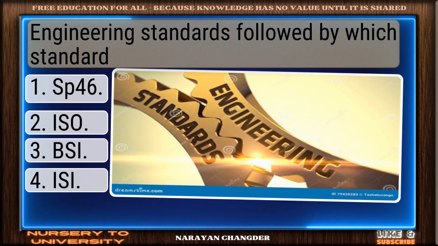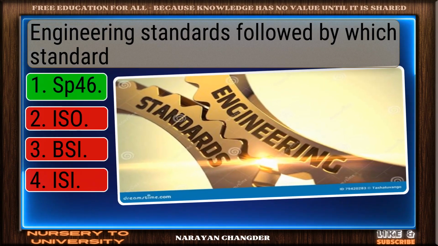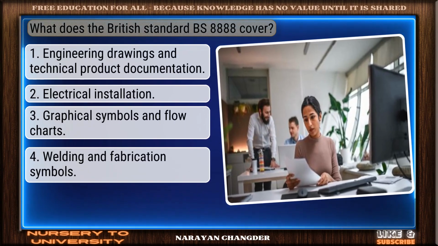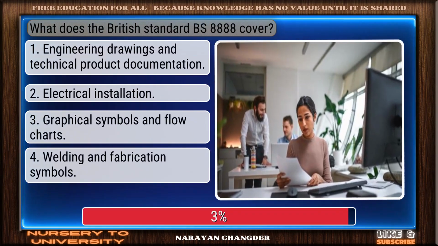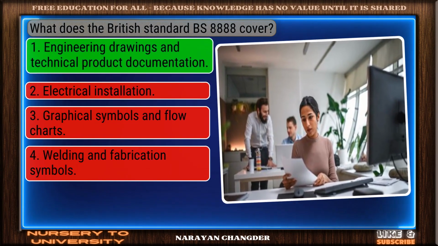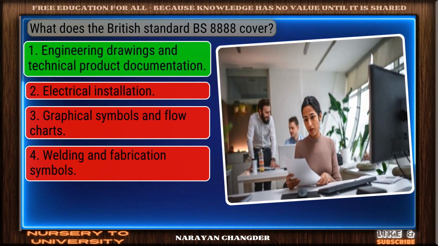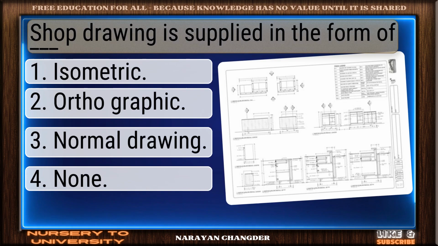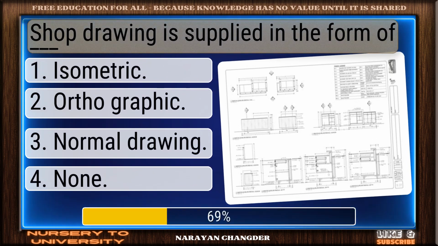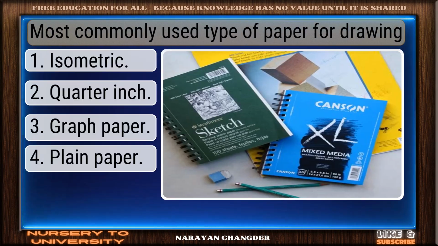Engineering standards followed by which standard? Great thinking. SP46 is the right choice. What does the British standard BS 8888 cover? Sharp thinking. Engineering drawings and technical product documentation is the right choice. A drawing is supplied in the form of dash. You chose orthographic, and it is correct.